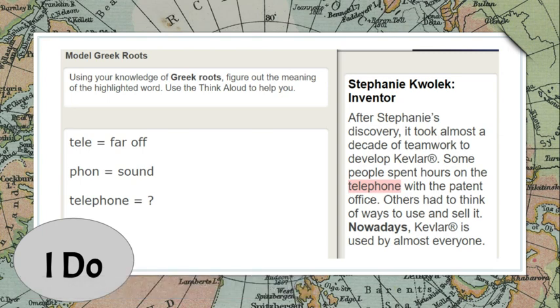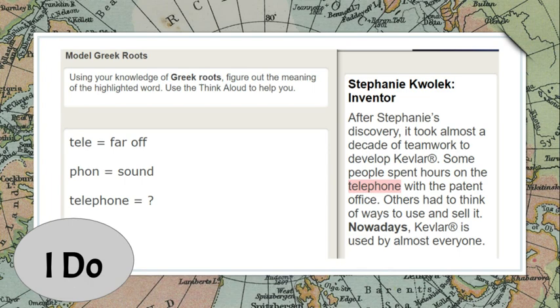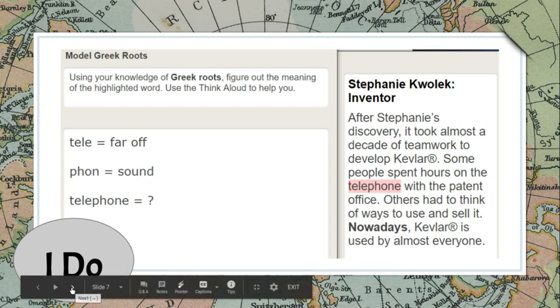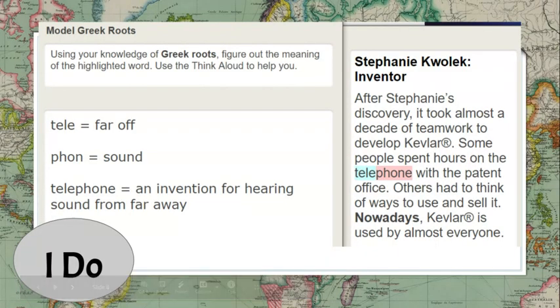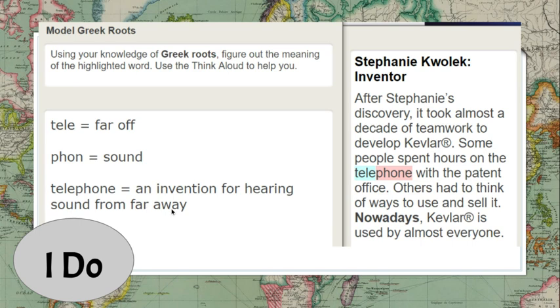Let me give you an example. From the story, Stephanie Kwolek Inventor, we have the word telephone. The sentence says, some people spent hours on the telephone with the patent office. In that word telephone, the tele part means far off. The phone part means sound. So, what does the word telephone mean? Putting those two roots together, we know that telephone is an invention for hearing sound from far away.